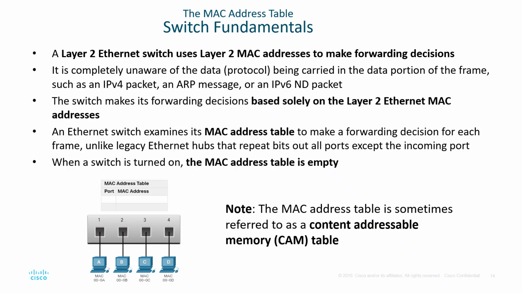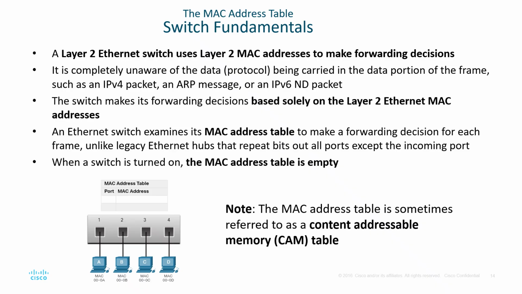An Ethernet switch examines its MAC table to make a forwarding decision for each frame, unlike legacy Ethernet hubs that will repeat bits out all ports except the incoming port. So your switches are making decisions. Your hubs in older technology did not make decisions. They just flooded whatever they received out every single port that has something attached to it, except the incoming port.